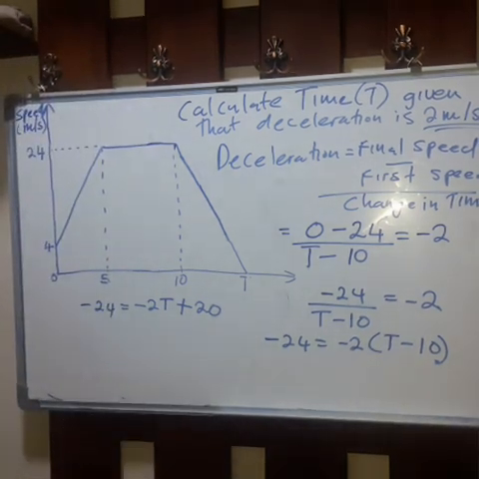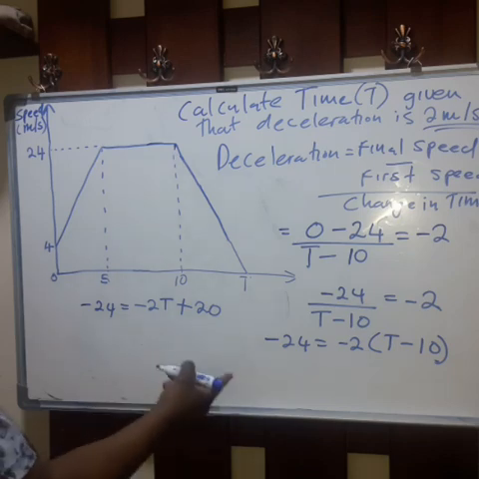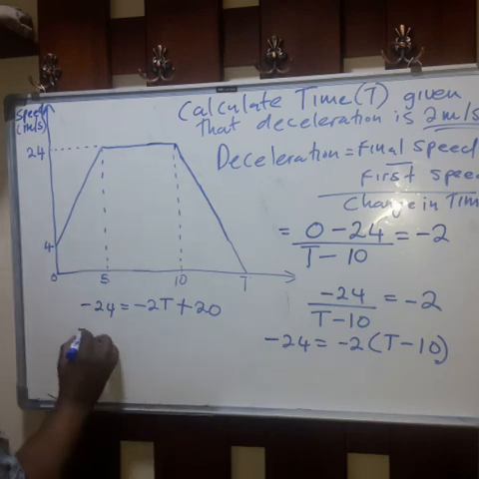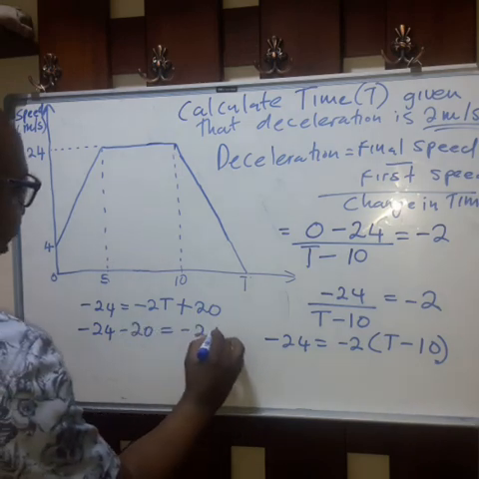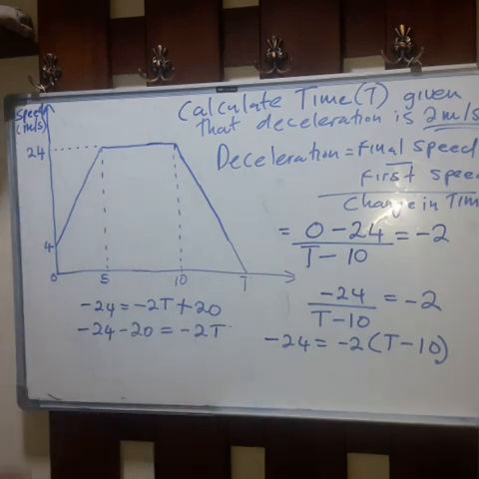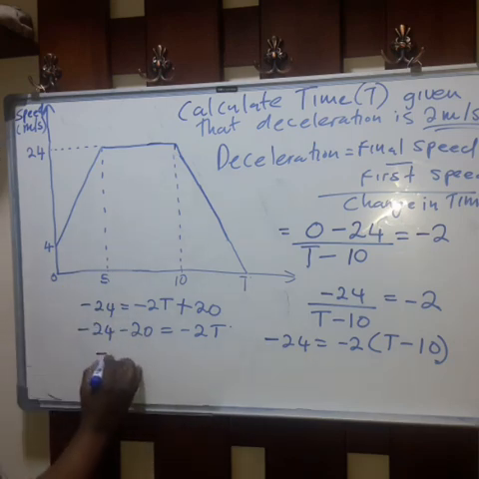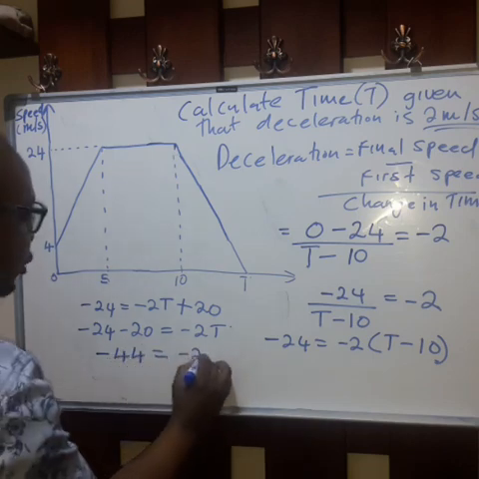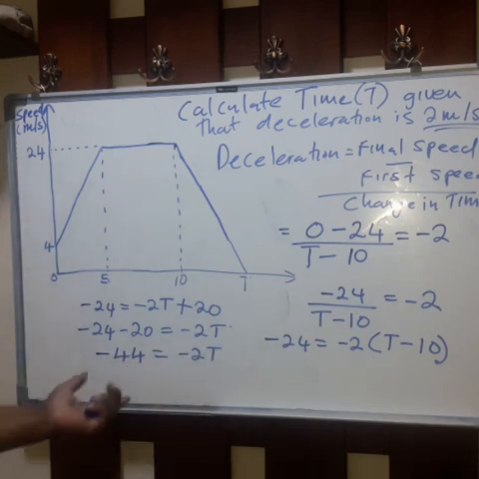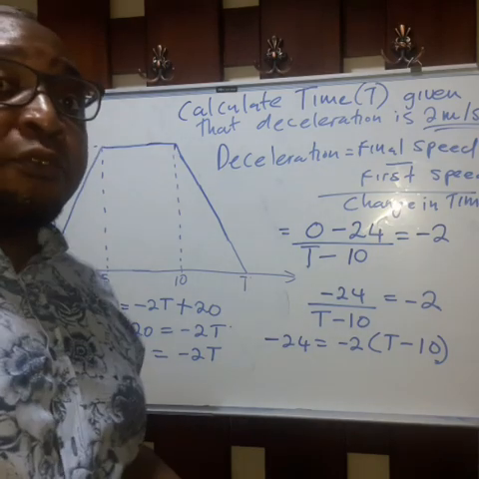So, collecting like terms, the 20 will jump to the left side, it will be minus 24 minus 20 is equal to minus 2t. Okay? So I can then simplify the left side, I get here minus 44 is equal to minus 2t, right? So I have to make t the subject of the formula.